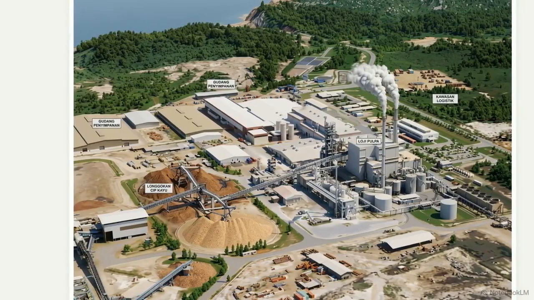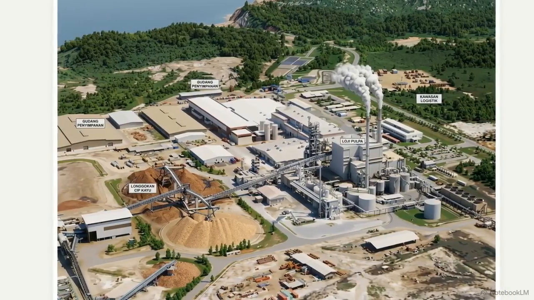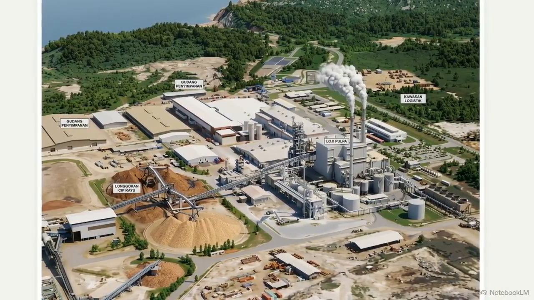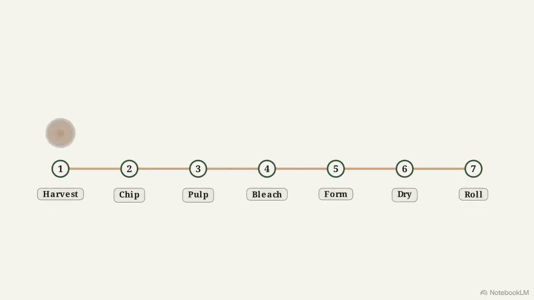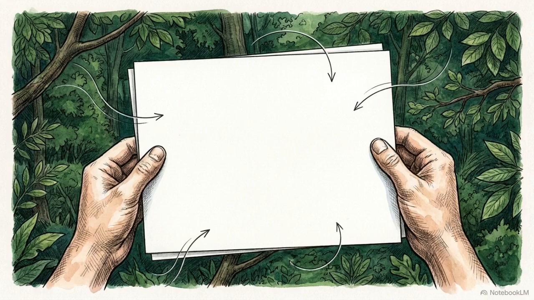This is the Sabah Forest Industries Complex, a facility the size of a small city, situated between the ocean and the surrounding timberlands. We are going to trace the 7-step journey of paper manufacturing, following the wood from the raw forest floor to the final cut sheet. Examining this process reveals how raw nature is converted into the specific utilities we use every day.